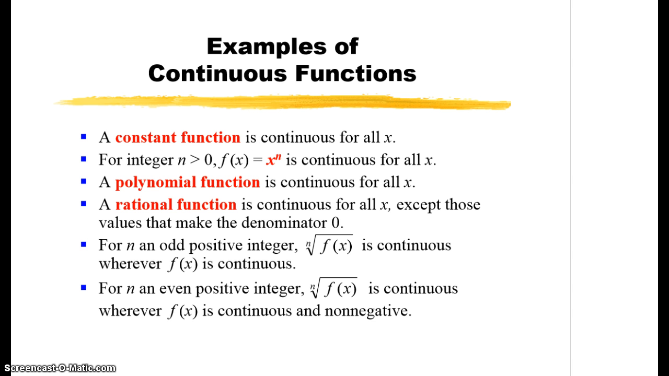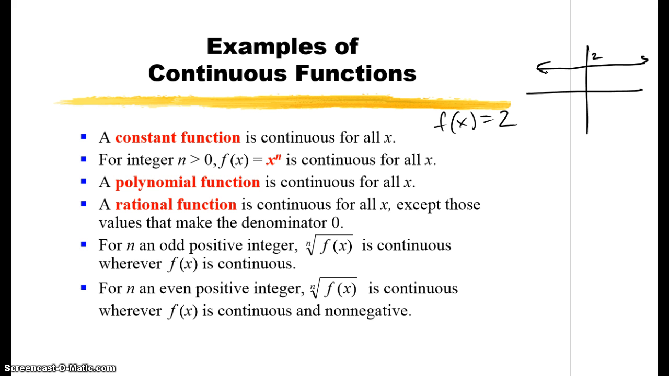Okay, so with that in mind, some continuous functions here. Examples of those would be constant function, right? That's continuous for all x. Think of f of x equals 2. That's a constant function. If we were to graph it, here's 2. That's what it would look like. And that's always continuous because it's just a horizontal line.